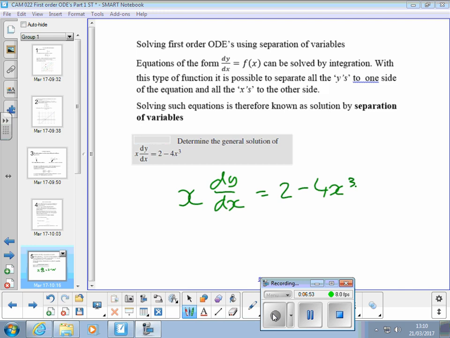What can we do to arrange that so all the y's are on one side? In essence, what we want is we want this differential on one side of the equation and we want that x over the other side.